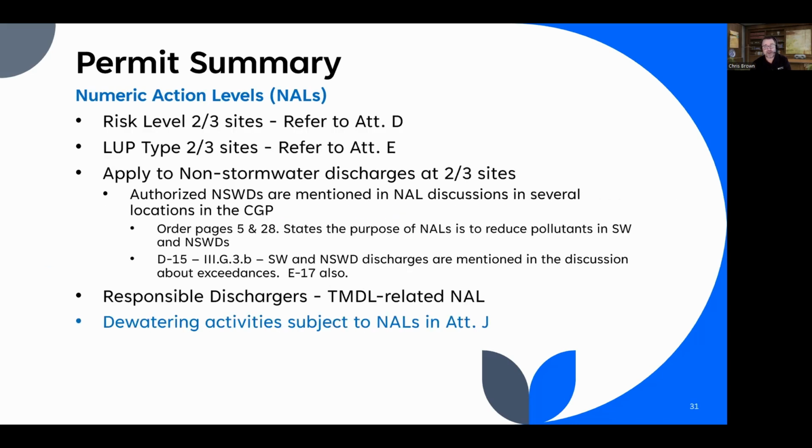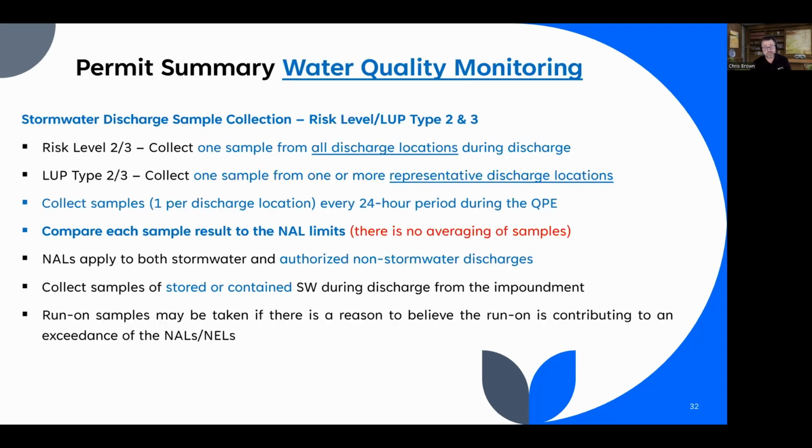So the numeric action levels, the NALs, apply in our permit in several different ways, but effluent sampling is the one that we're most familiar with, pH and turbidity sampling, right? But they also do apply to non-stormwater discharges. There's debate about this, but it is clearly stated in several locations, enough so that I can't say it's not. So I believe that non-stormwater discharges are subject to the NALs. It says so. So it's very tricky on that. And then this whole TMDL related thing, dewatering, we'll talk about the TMDL business and I mentioned the dewatering. So this is a crucial slide.